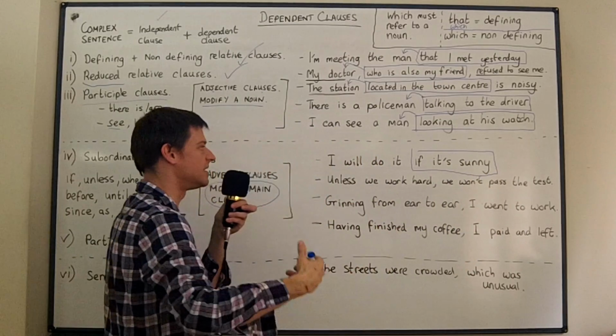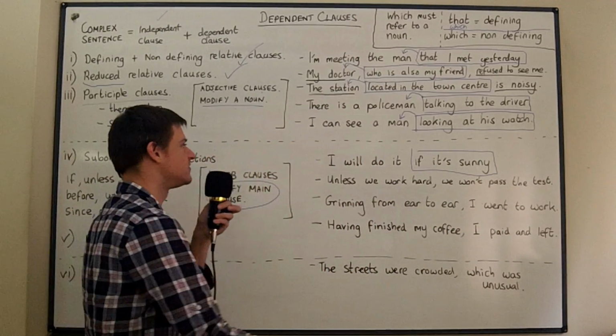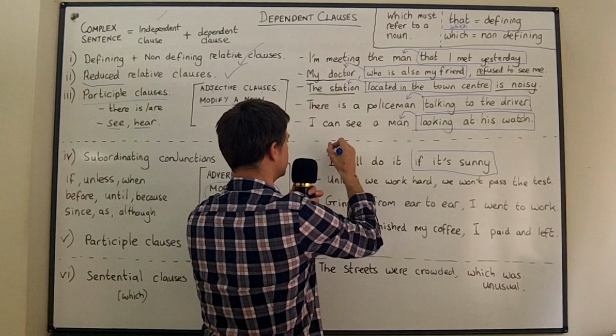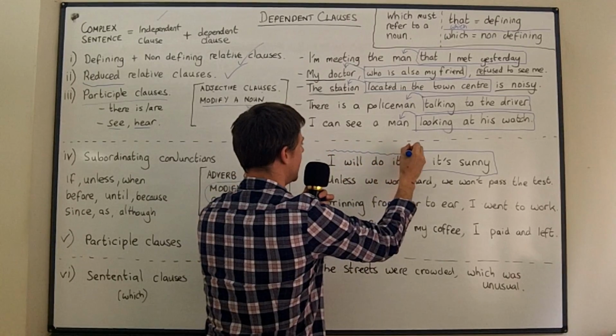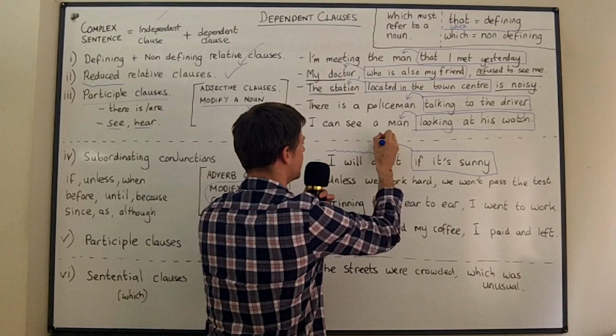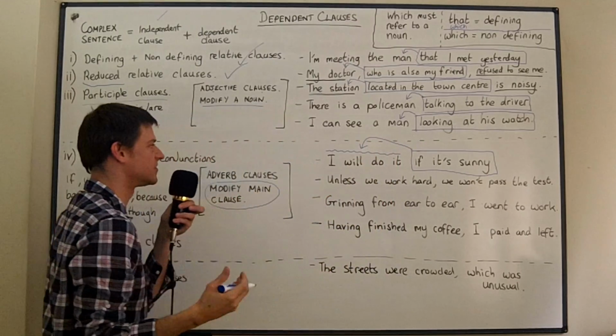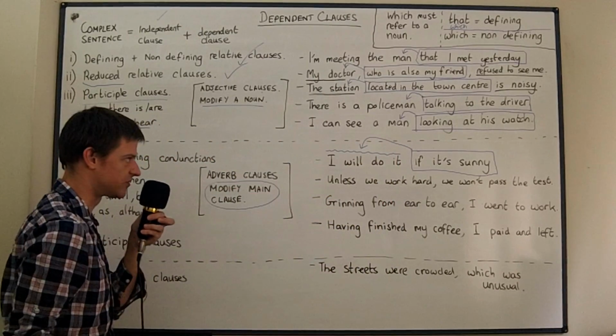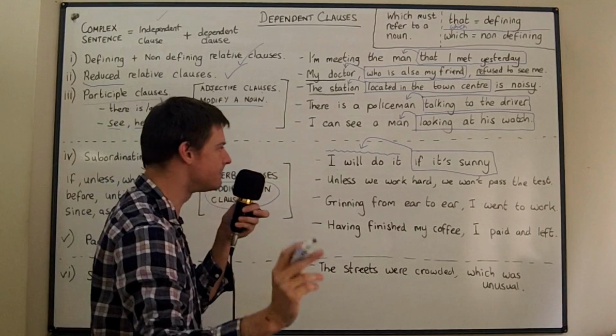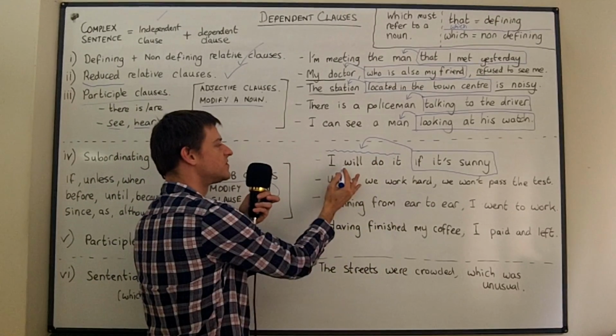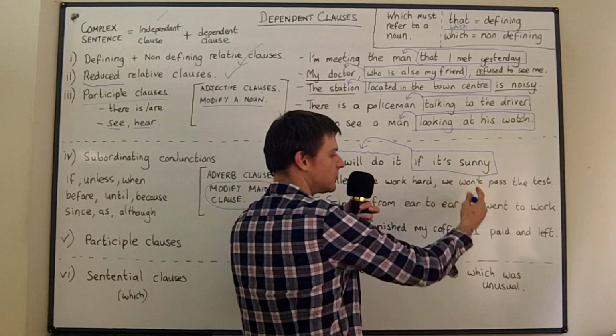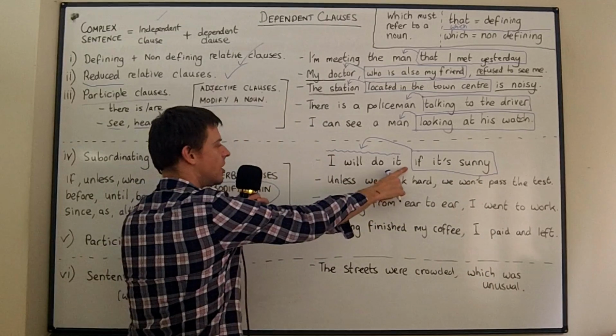Now if it's sunny, it depends on the whole of the main clause. It's referring to all of this now, and it's not just modifying the noun, it's modifying all of that clause. And so we call it an adverb clause. And please remember, if the main clause is first and then the subordinate clause comes second, no comma.